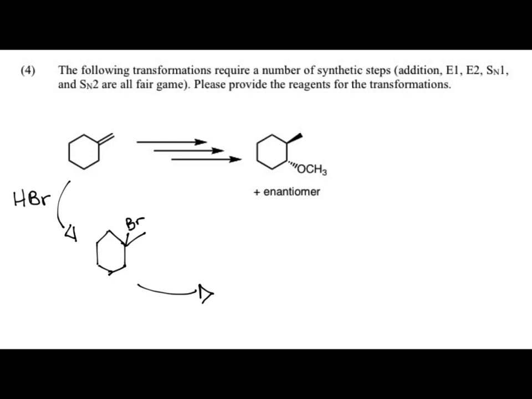Elimination. And then there are two types. You can use a large base, or we probably want to do an E2 elimination. But then what kind of base do you use? A small base or a large, sterically hindered base? A big Hoffman base gives the Hoffman product, versus a small one that gives the Zaitsev product. Yeah, that'll give us the Zaitsev.